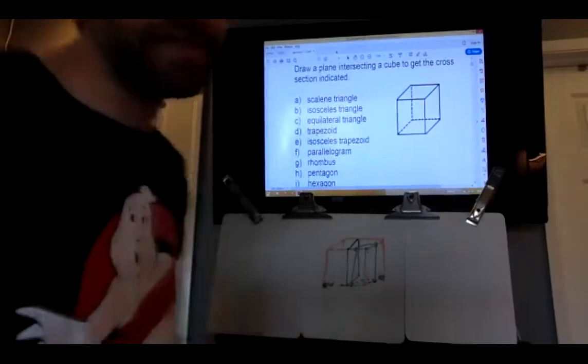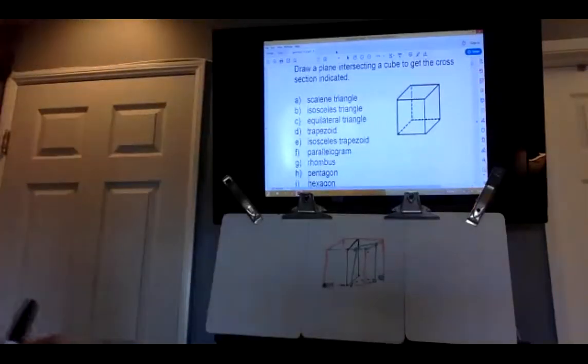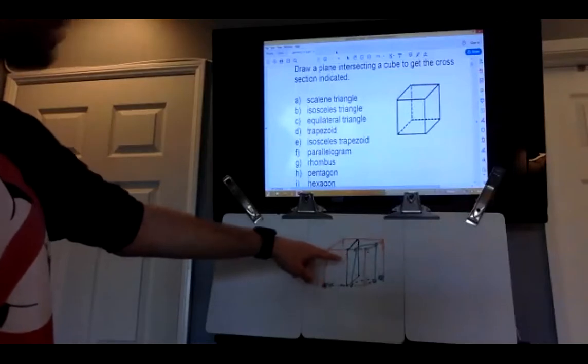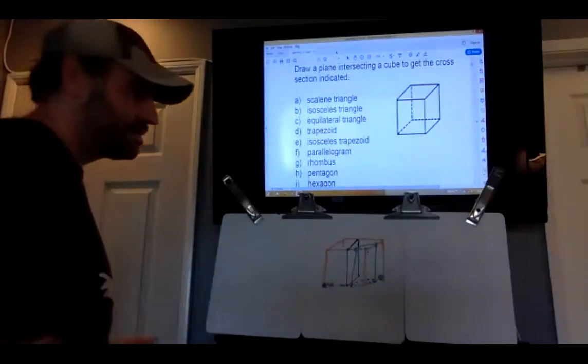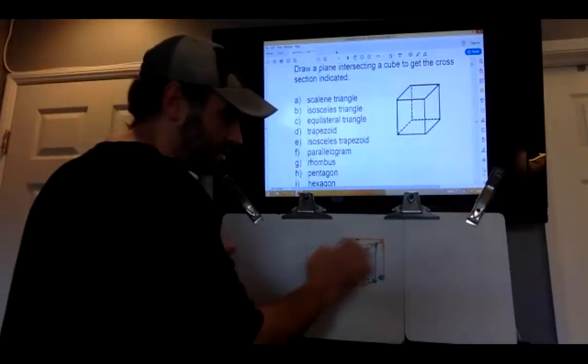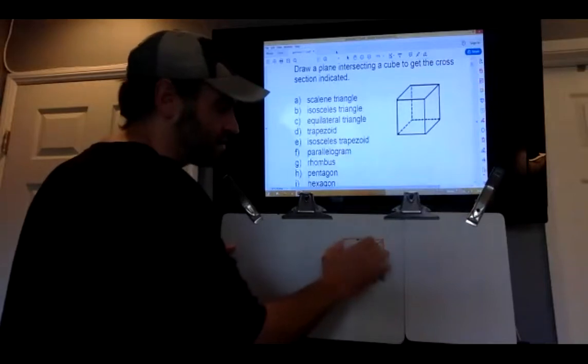Okay, thanks. All right. So there you have it, that's going to be a rhombus. It's going to be a square, basically, which is a rhombus. How would you do the pentagon? Anybody do that one? The pentagon's cool.